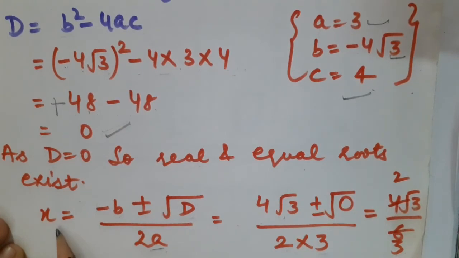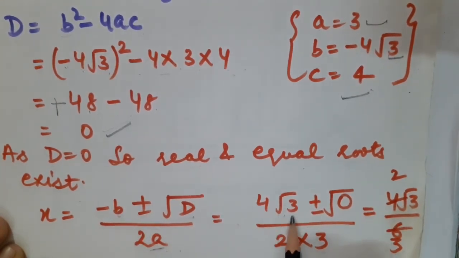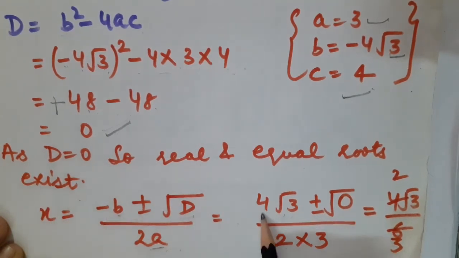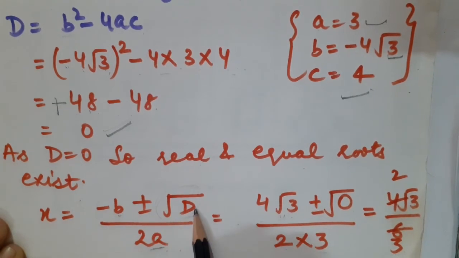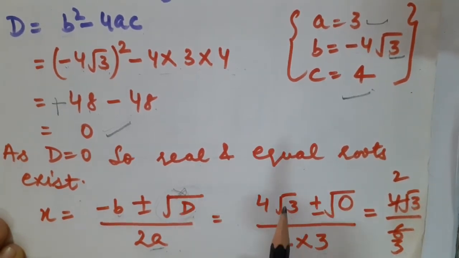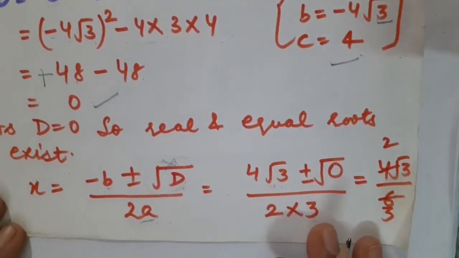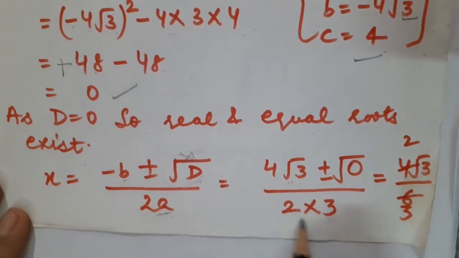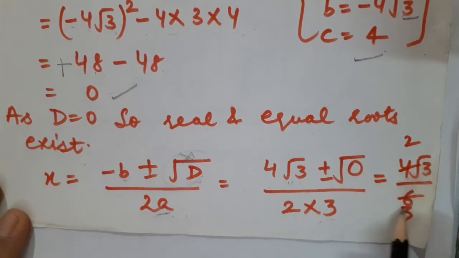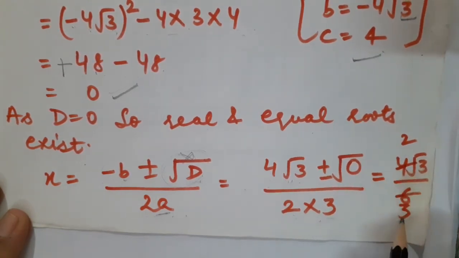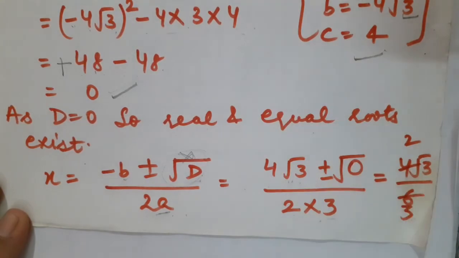What is the quadratic formula? X is equal to minus B plus minus root D upon 2A. Correct? So in place of B, I am writing 4 root 3, which has a negative sign, so negative into negative will become positive. Plus minus. In place of the discriminant, I am writing 0, so this term will be removed. Correct? And in the denominator, I get 2 into 3, that is 6. So children, after simplifying, I have got 4 root 3 upon 6. Cancel them. You have got 2 root 3 upon 3.